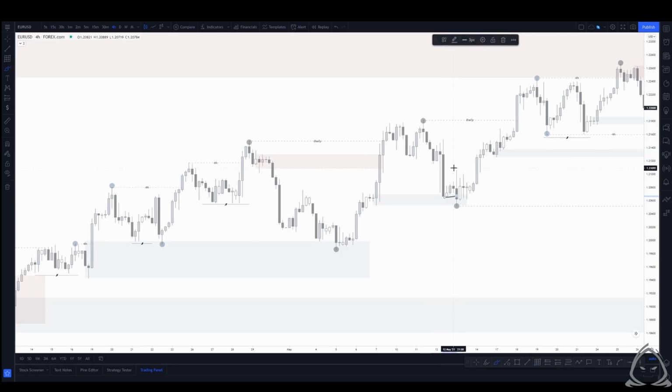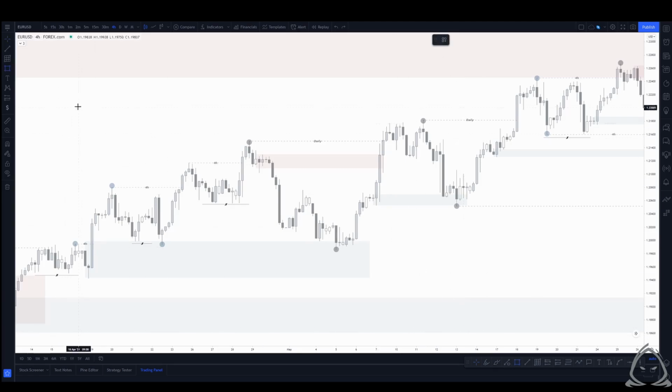And what we can see here is we get a change of character. We've now started to create minor structure before we take out the previous swing structural high. This also coincides with a daily level as well as a 4-hour level. So it's a very key bit of structure that is happening here.